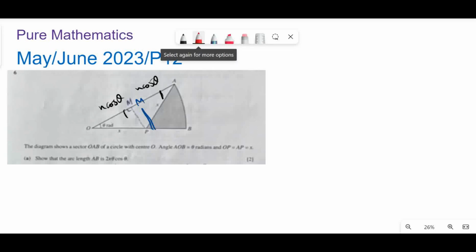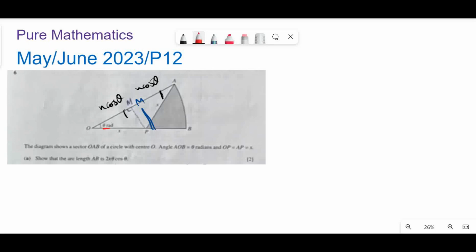Let's see. The diagram shows a sector OAB of a circle with center O. Angle AOB is equal to theta radian. This one is theta radian. And OP is equal to AP. So it means that these two lengths will be equal. OP is equal to AP. This length is the same and this is equal to x. Show that the arc length AB is 2x theta cos theta.